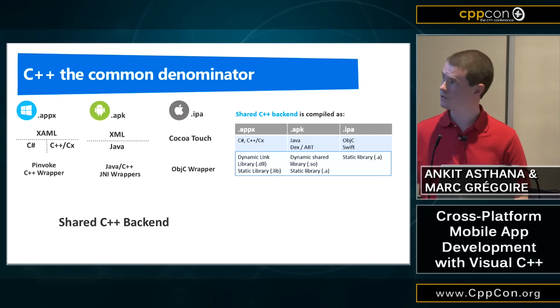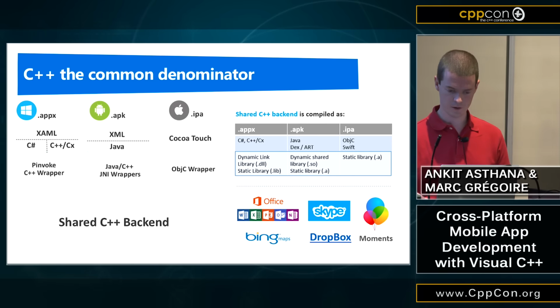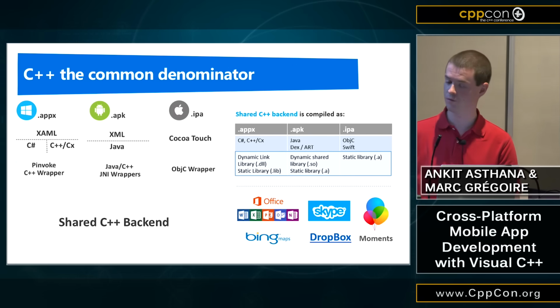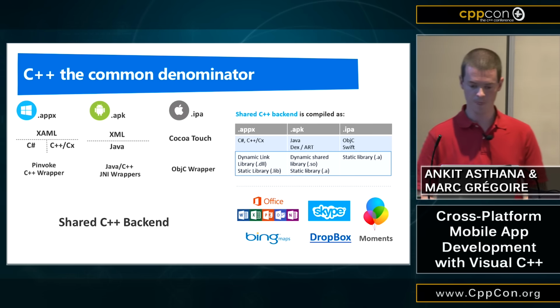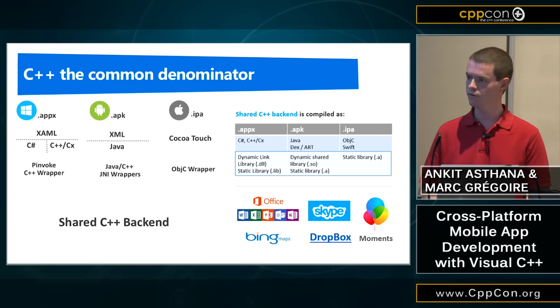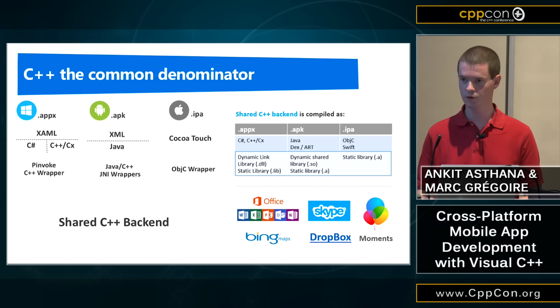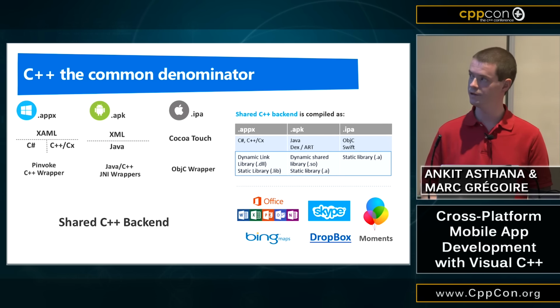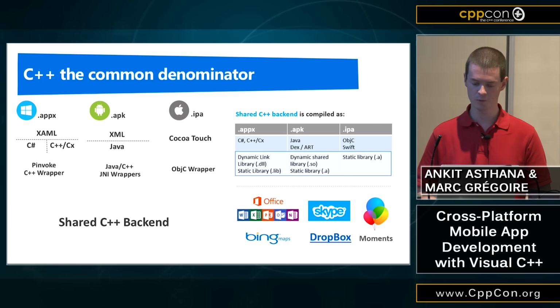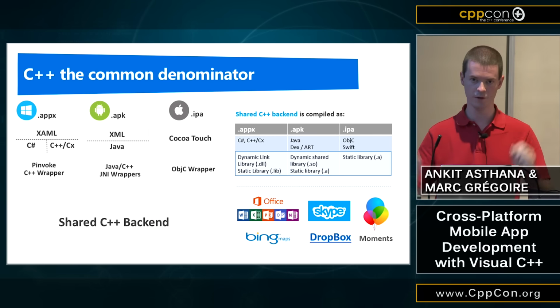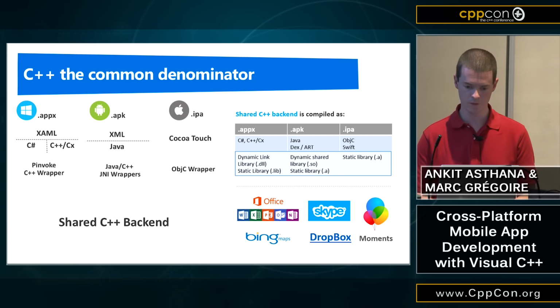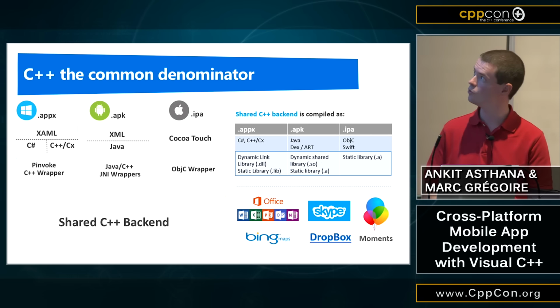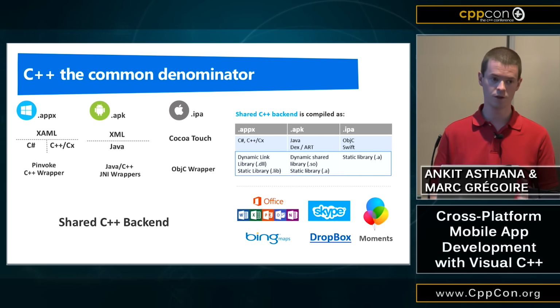And this architecture is used by quite a few applications. Some of them are listed here. So you have Microsoft Office. Most of the applications in the Office suite share at least 90% of the code base. It's all written in standard C++. And if I'm not mistaken, PowerPoint, for example, uses more than 95 or 98% shared C++ code, with a very thin UI layer on top of it. Then you have Bing and Skype, Dropbox, Facebook Moments. They are all using a similar architecture.